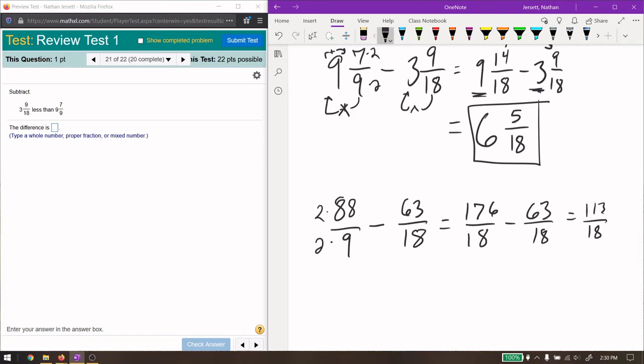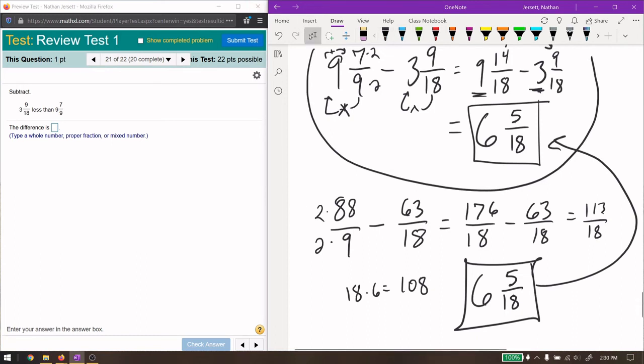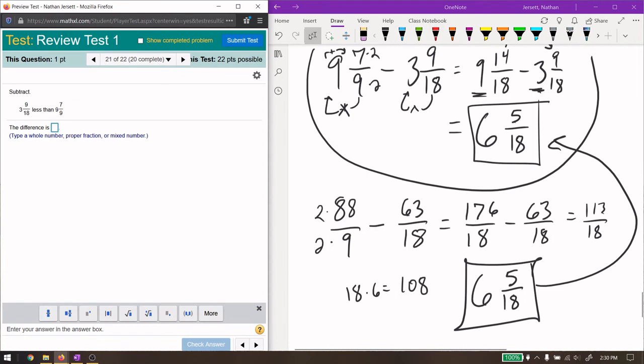Divide that by 18 and we get 6. 18 times 6 is 108. We take 113 minus 108 is 5/18. And you see we get the same number both ways. This way was fast in this case, but most of the time that never works. That's the reason why I recommend not really using that method. Unless you know what you're doing, it's easy to get it wrong.